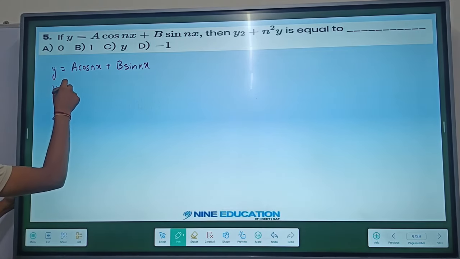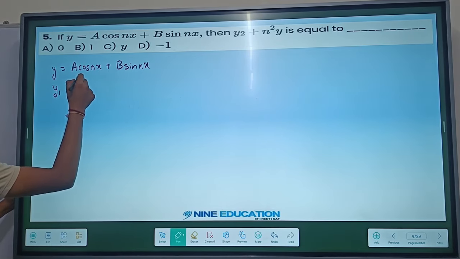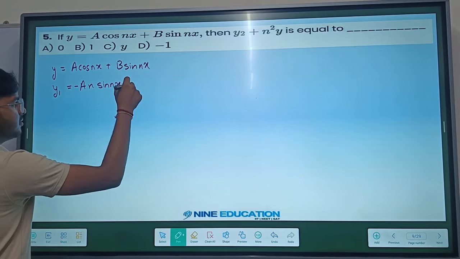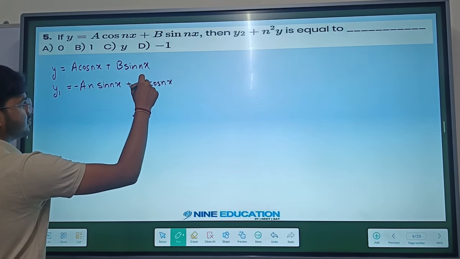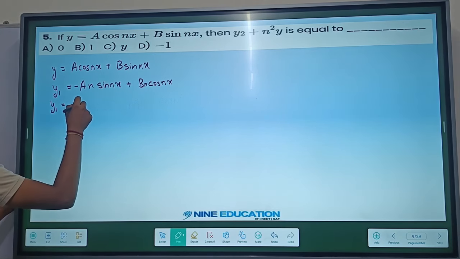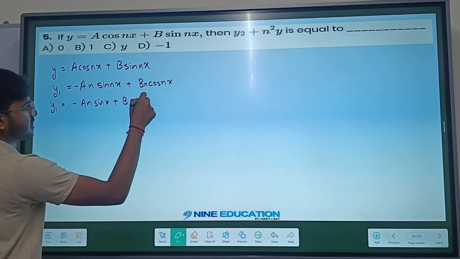If I differentiate it, y1: a times the differentiation of cos, which is minus sin nx, and the differentiation of nx is n, plus b times the differentiation of sin, which is cos, and nx differentiation is n. So I get y1 as minus an sin nx plus bn cos nx.